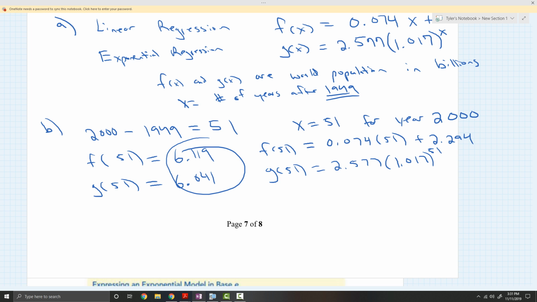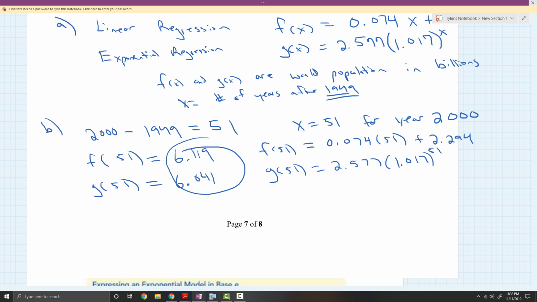So then part C is asking, it says by one projection, the world population is expected to reach 8 billion in the year 2026. Which function serves as a better model for this prediction? In other words, we want to find f of 77 and g of 77 and see which one seems to be a better fit for the 8, right?